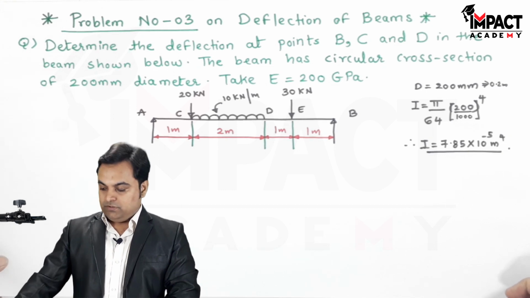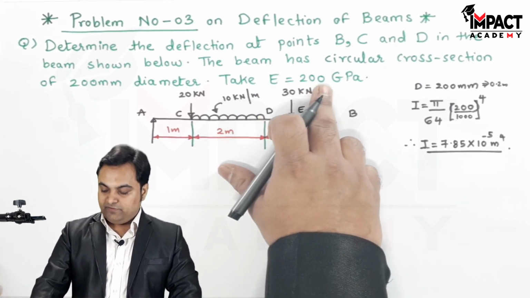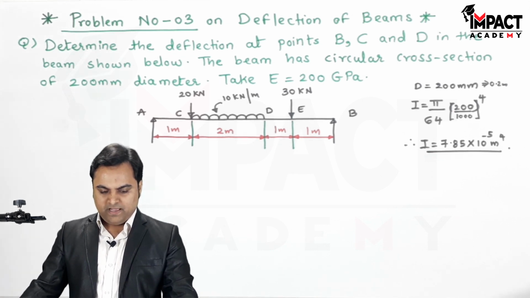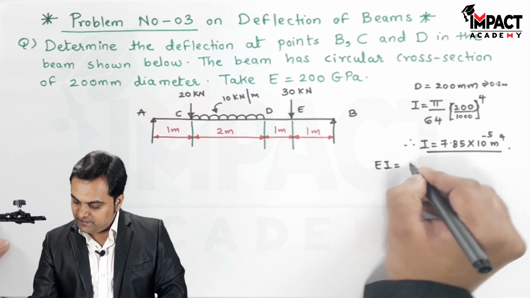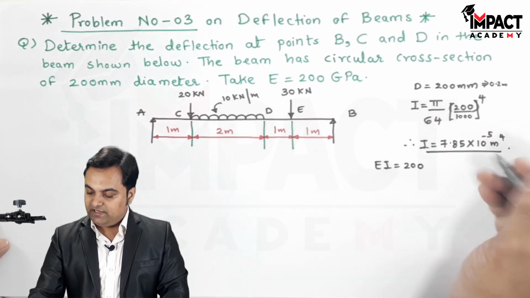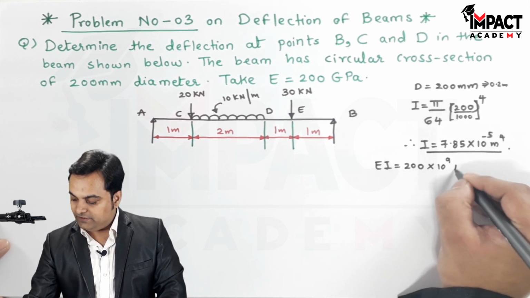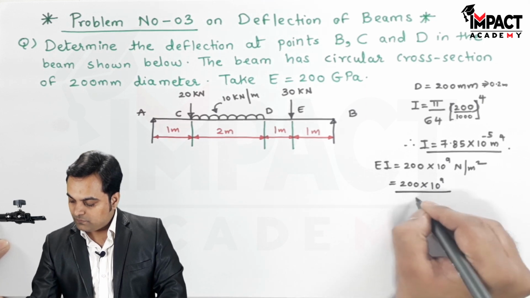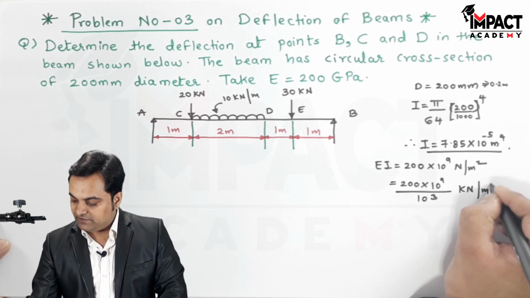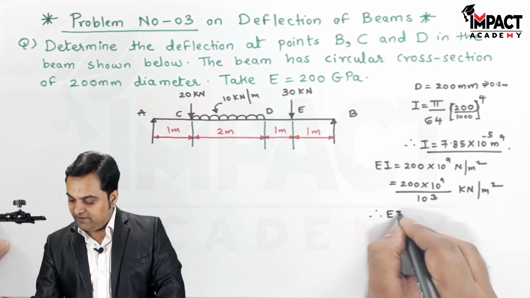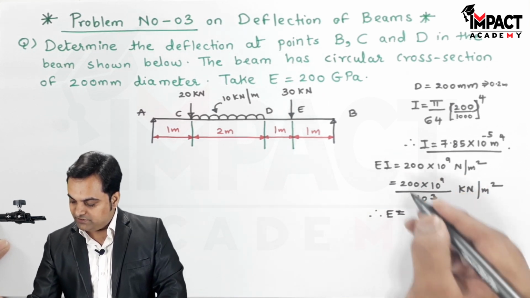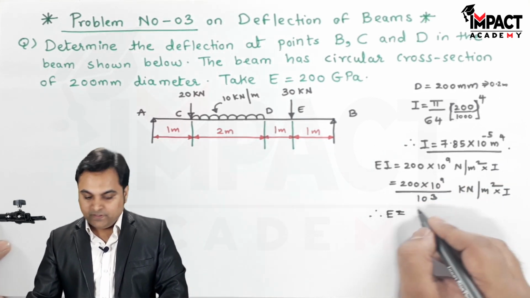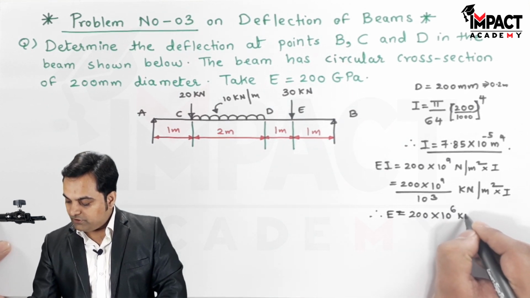meter raised to 4. Now after getting this I value, E is also given to us, that is 200 GPa. So I'll convert this as well, and for that I'll say EI will be 200. Now gigapascal is 10 raised to 9 Newton per meter square. Dividing this by 10 raised to 3 will give me the answer in terms of kilopascal, that is kilonewton per meter square. So this is the E value, I would be multiplied later. So only E value is 200 into 10 raised to 6 kilonewton per meter square.